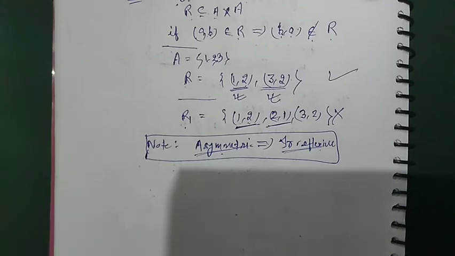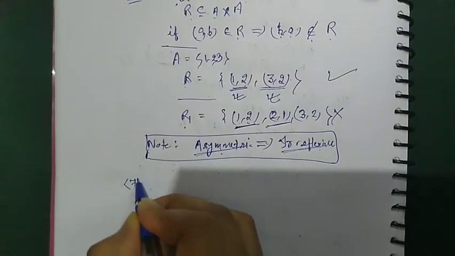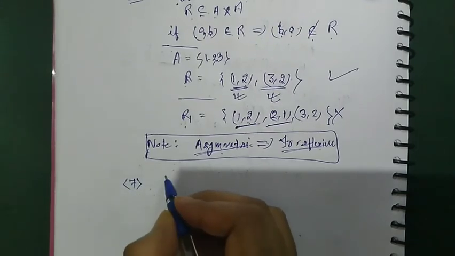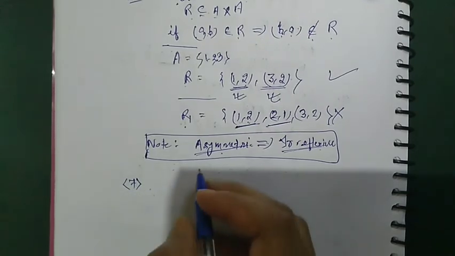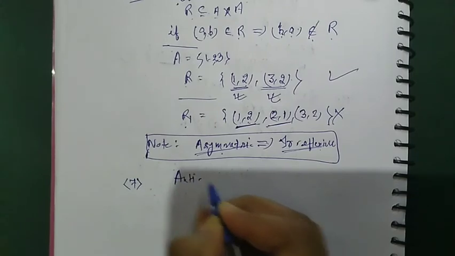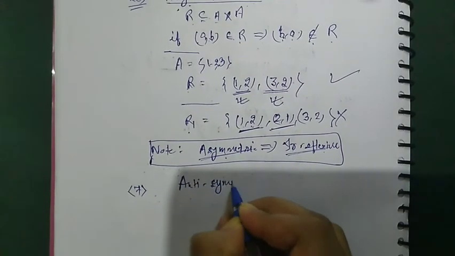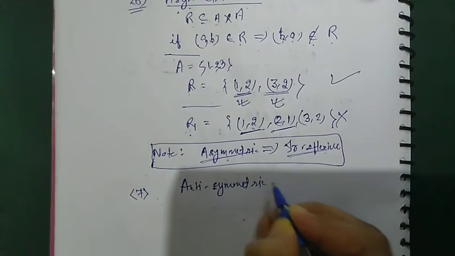Now we are giving the seventh relation, which is the antisymmetric relation.